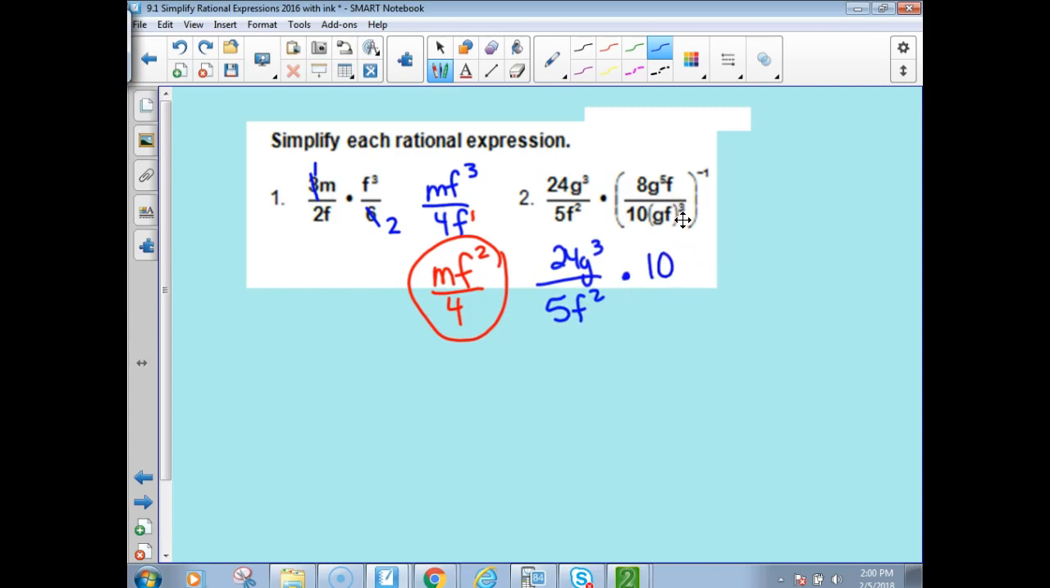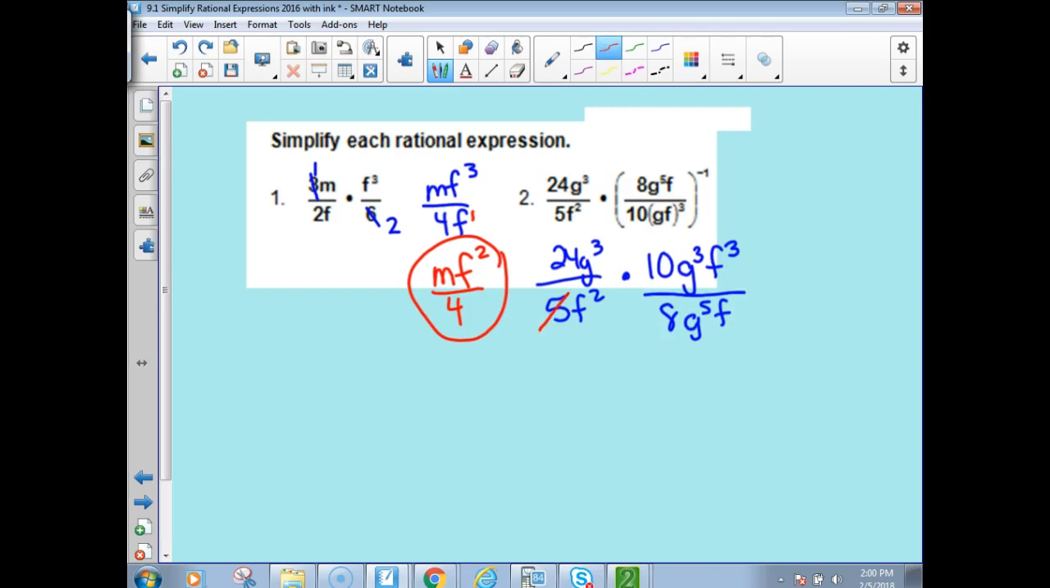Now, at the same time, since the G and F are in the parentheses with 3 on the outside, that means we have to apply the power to both the G and the F. So I'm going to write G to the third, F to the third while I flip it over, and then just 8 G to the fifth, F in the denominator. Okay, now I'm going to start looking at what I can cross cancel.